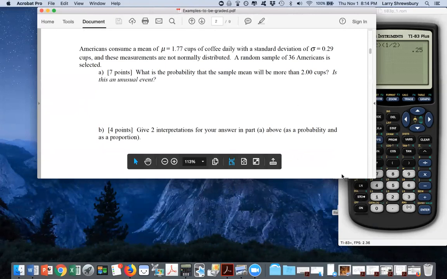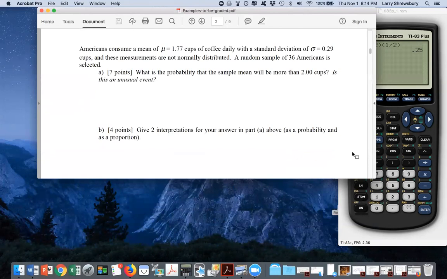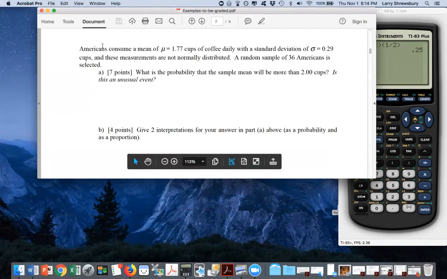Oh, in fact, let's just take a look at this. Americans consume a mean of 1.77 cups of coffee daily with a standard deviation of 0.29 cups. And these measurements are not normally distributed. A random sample of 36 Americans is selected. What is the probability the sample mean will be more than 2 cups? Is this an unusual event? And then give 2 interpretations. So let's look at what they gave us.